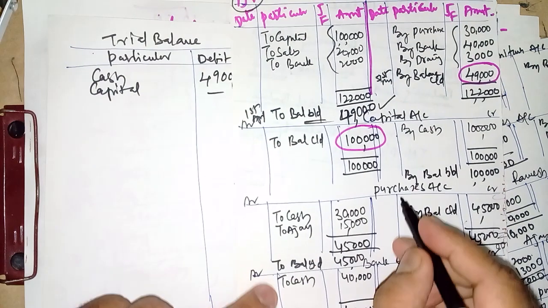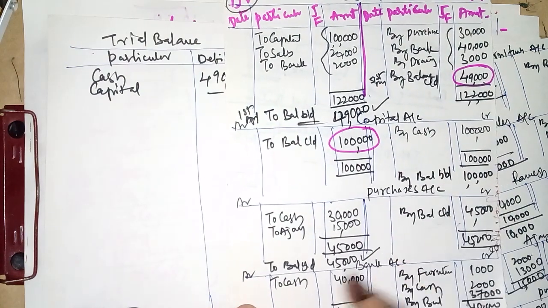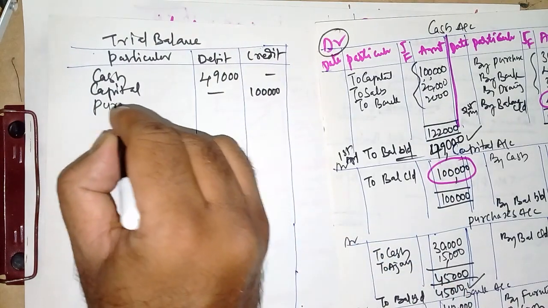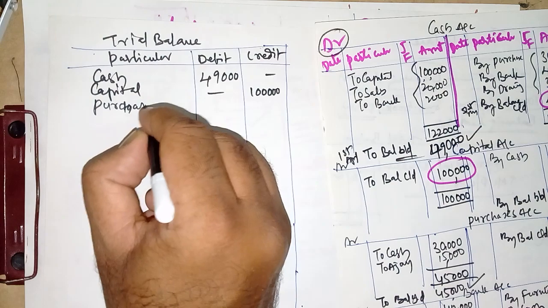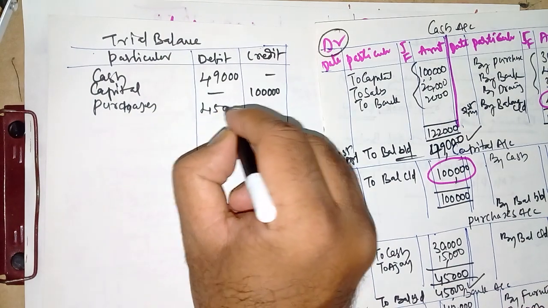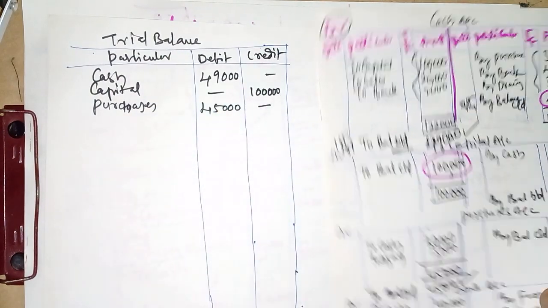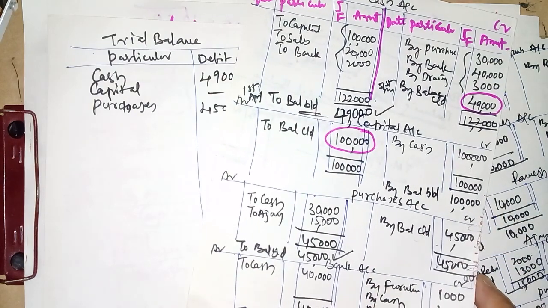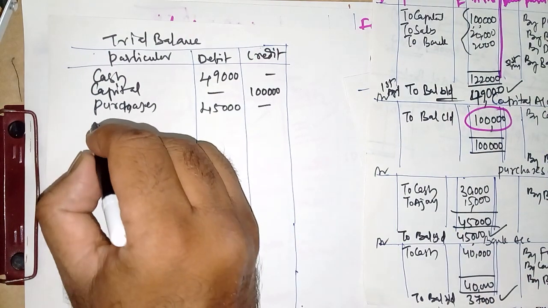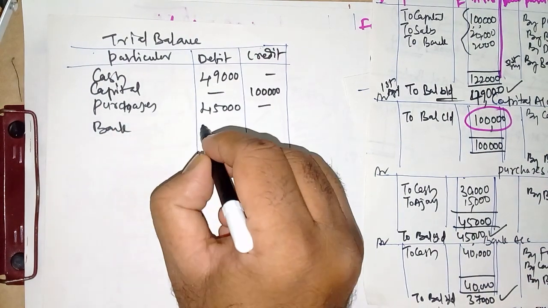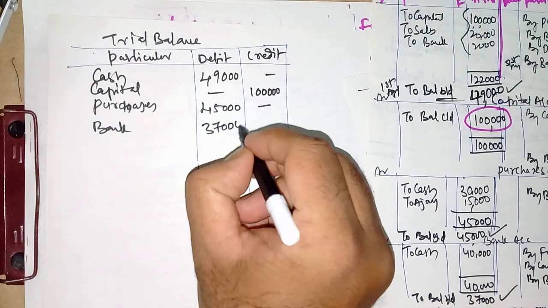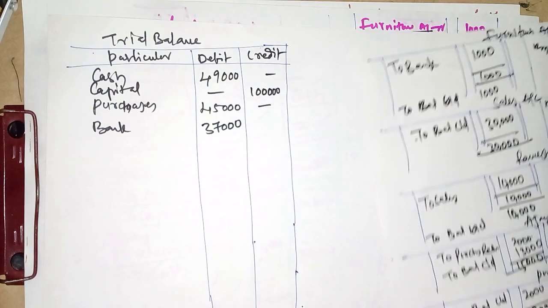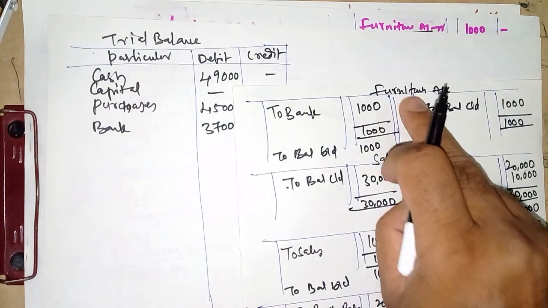And the second one is purchases account. So we have a debit balance of 45,000. So we write purchases, debit balance 45,000. Next account, after purchases, we have bank account. Bank balance is a debit balance of 37,000. So bank, 37,000 bank balance, right? Now once this is done, next page we have a furniture account.